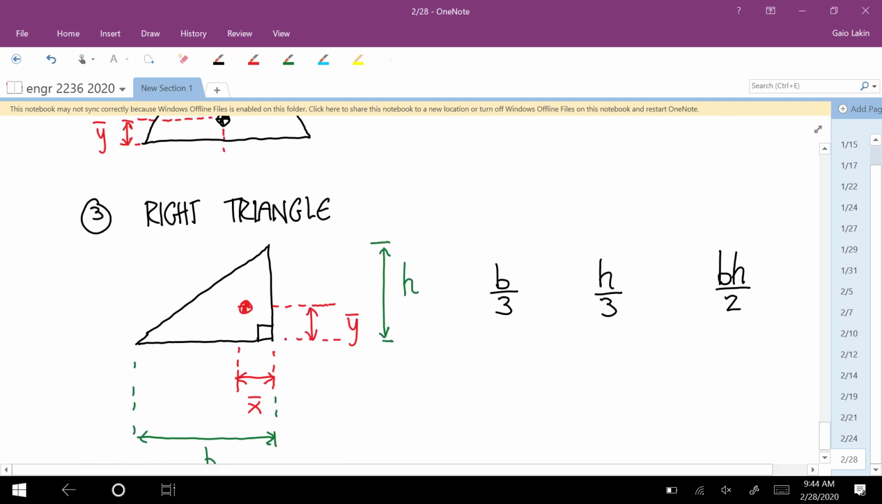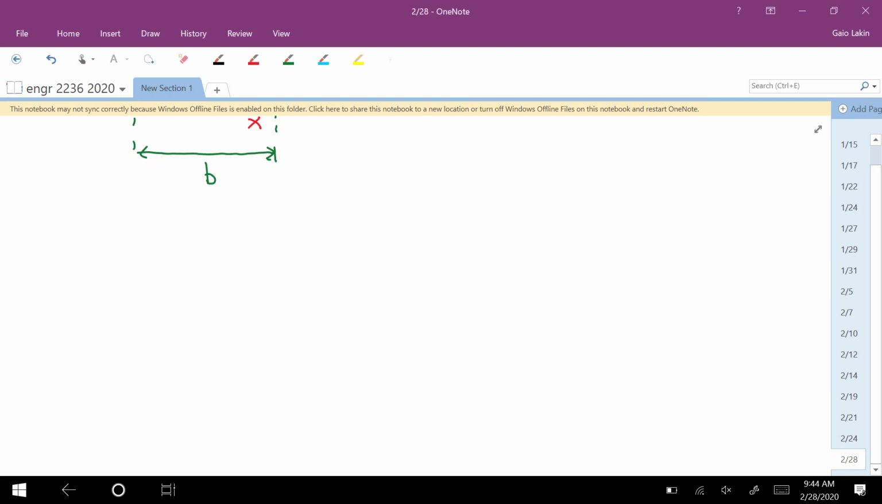Okay, so let's do a quick example. So X bar and Y bar are not coordinates. That's right, they're distances. I mean, coordinates are also distances, but these don't take any direction into account.